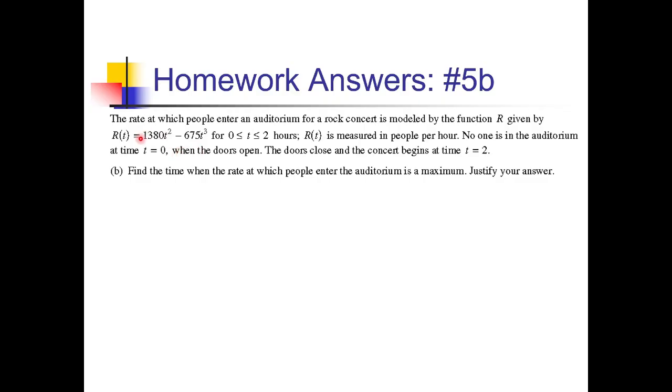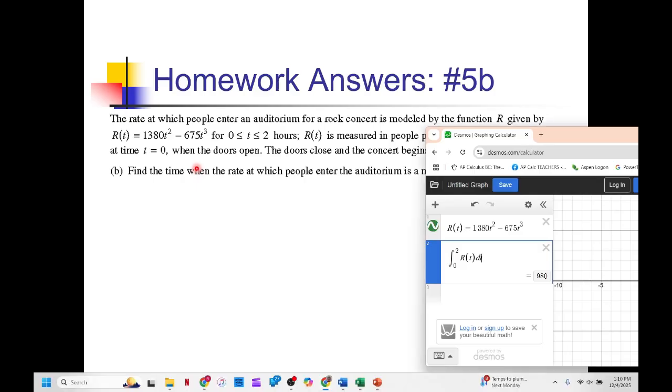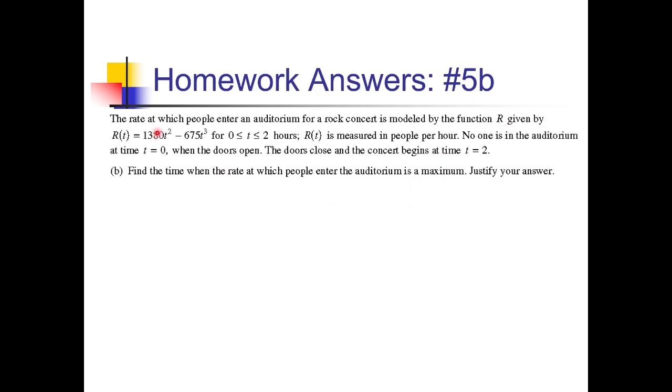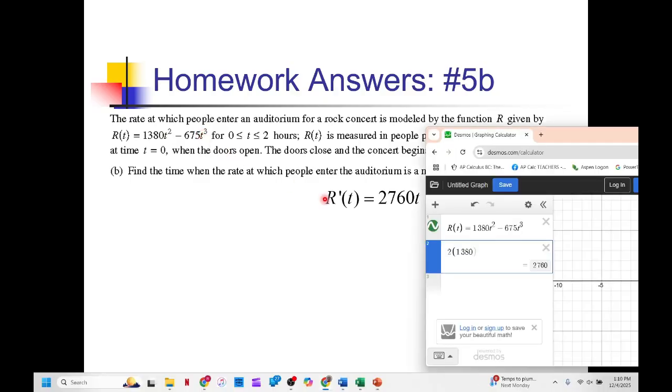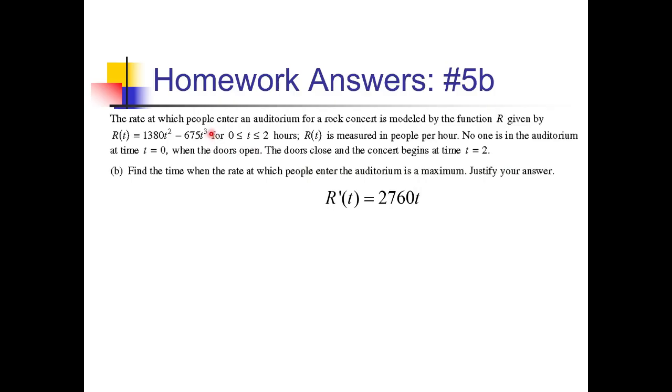So we've got 2 times 1380, and I'm just going to use the calculator to make sure I don't mess this up. 2 times 1380, that's 2760, so that's 2760 t. And then we also need to do 3 times 675. 3 times 675 gives us 2025, and that'll be t squared that we're subtracting. All right, so that's my R prime, and I'm going to set this equal to 0 now and look for some critical values.